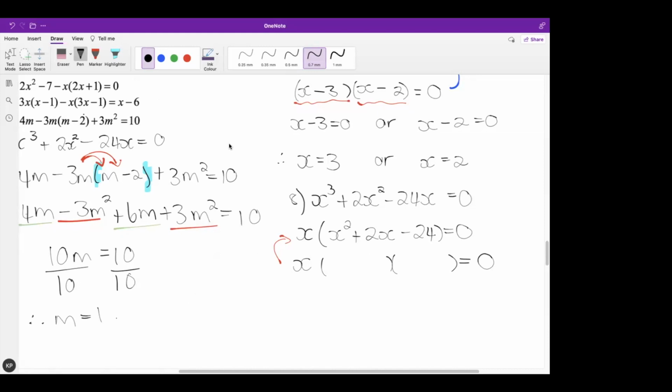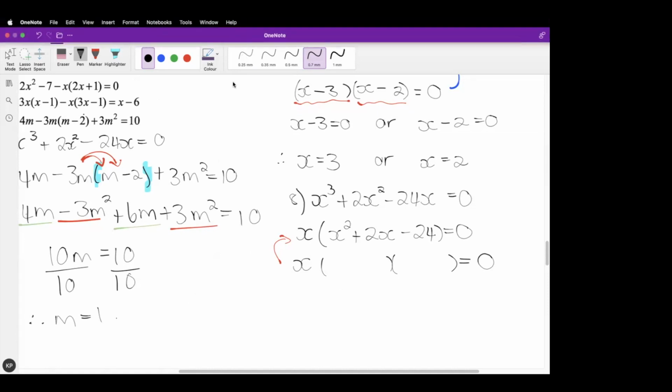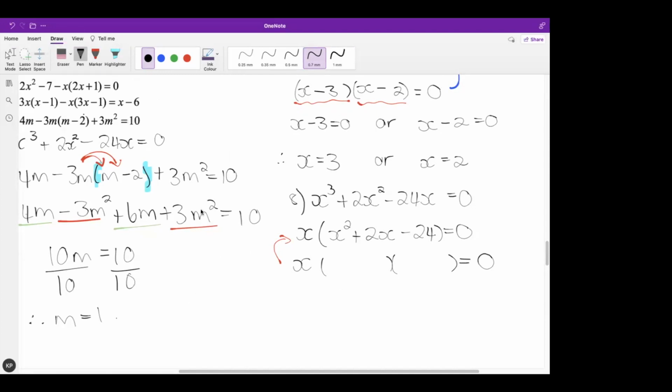Okay, Alice says, I don't understand trinomials. Alice, do you want to do this one with me? You can raise your hand if you want, or you can do it in the chat with me. How is that?